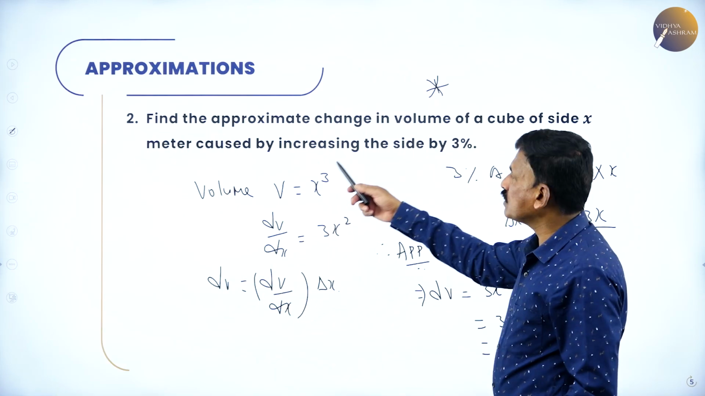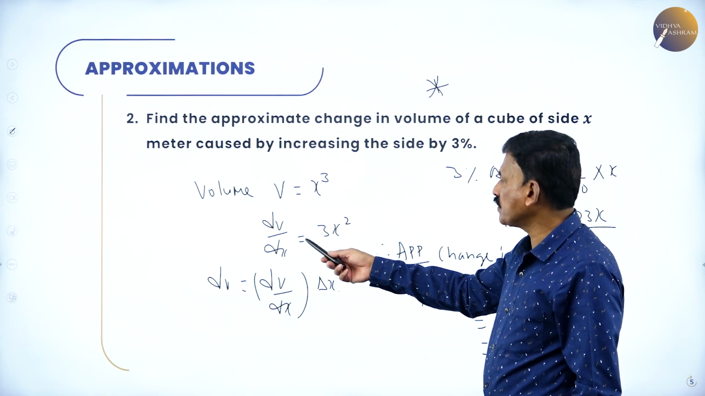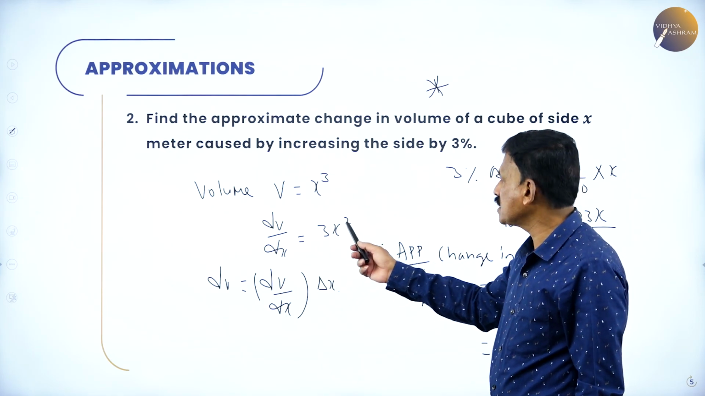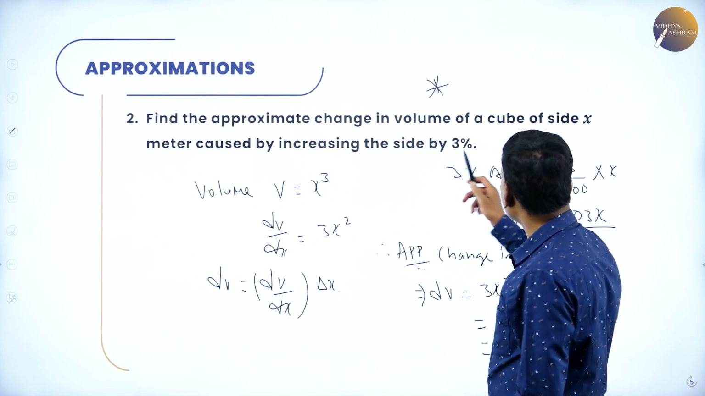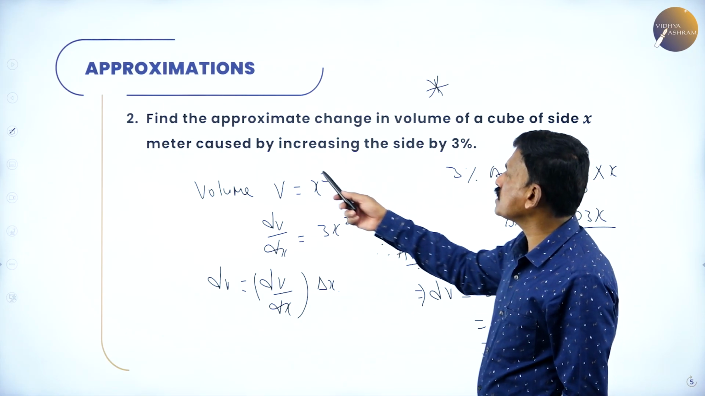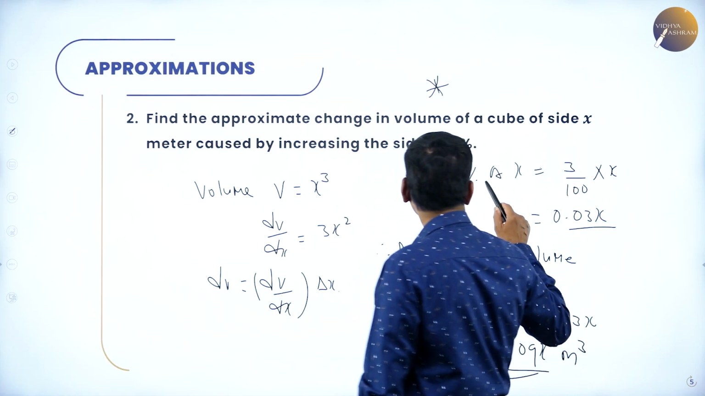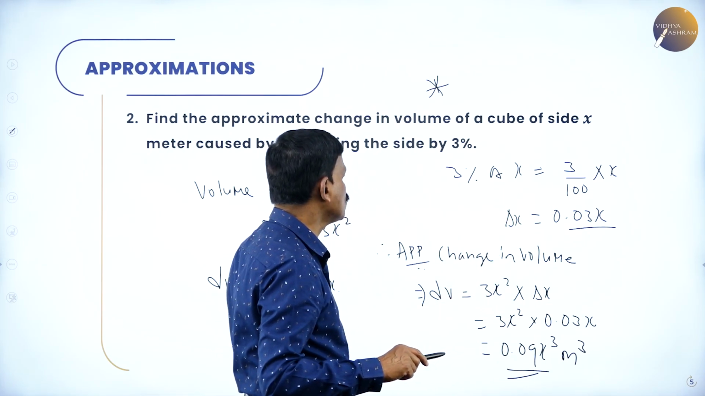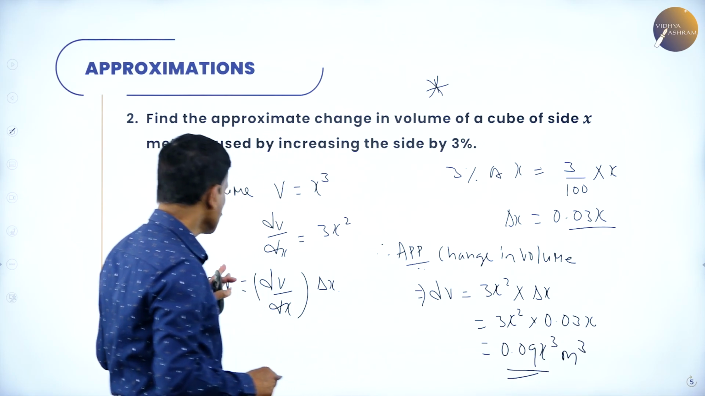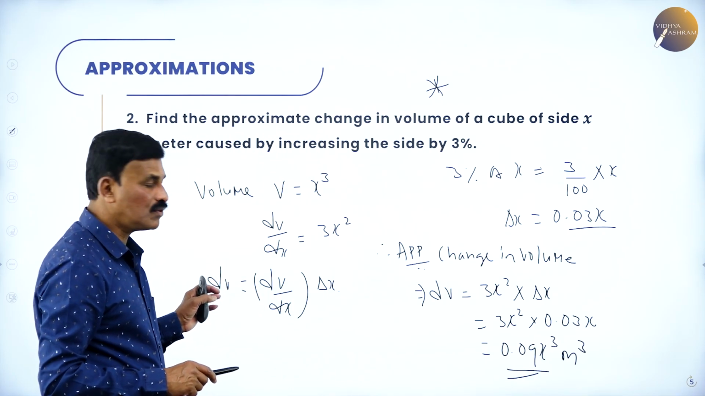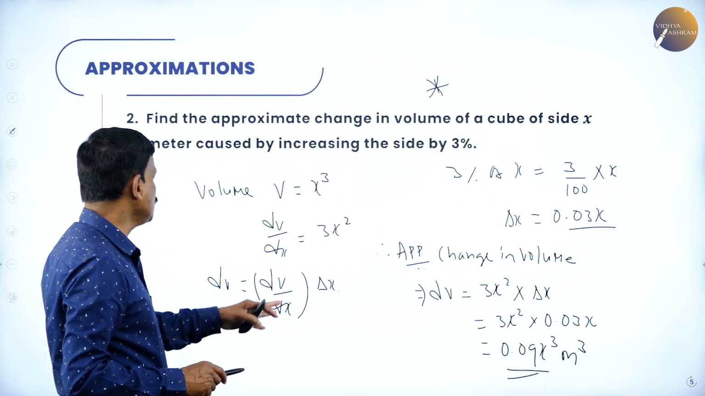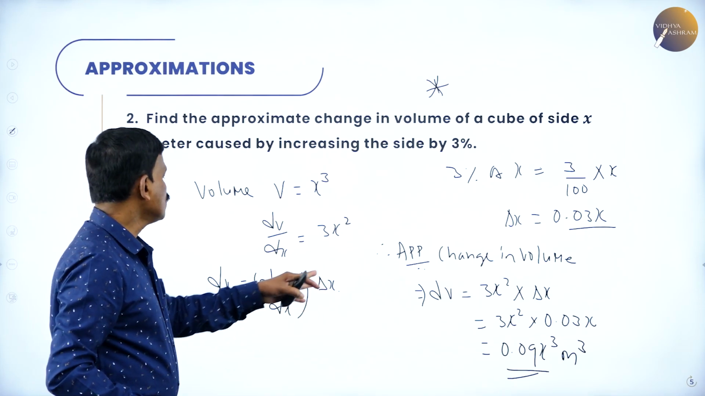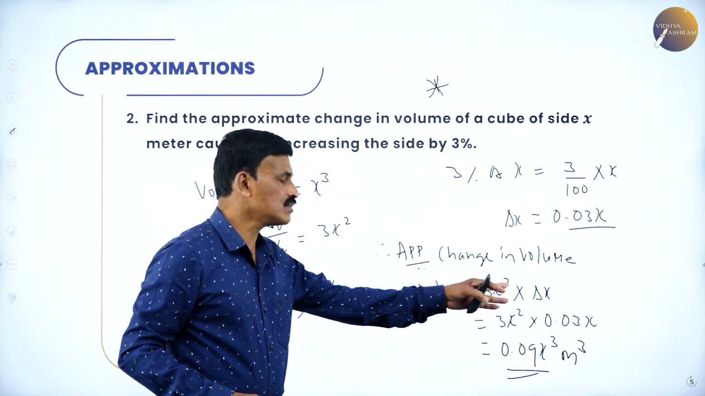What is given? The volume V is equal to x cube. Differentiate with respect to x, dV by dx is equal to 3x square. The approximate change in volume caused by increasing 3%. So 3% of x is nothing but 3 by 100 into x, that is 0.03x. Substitute here. The approximate change in volume dV is equal to dV by dx into delta x. What is dV by dx? 3x square into delta x.